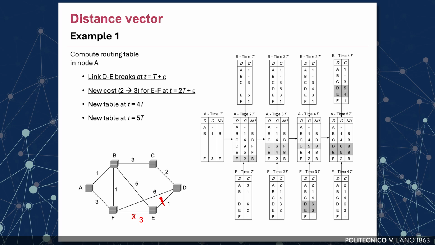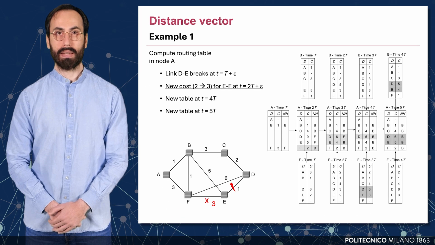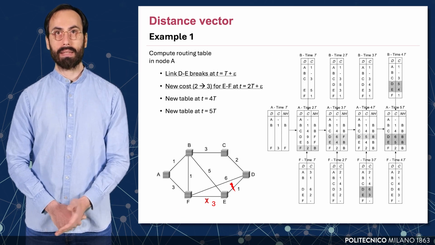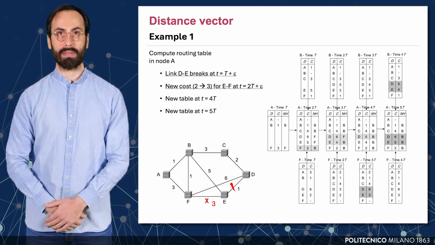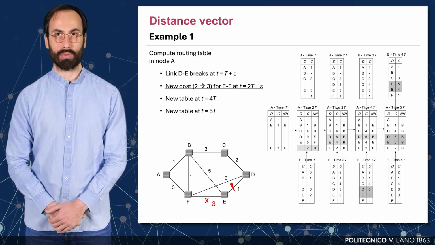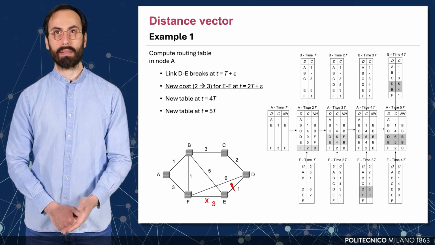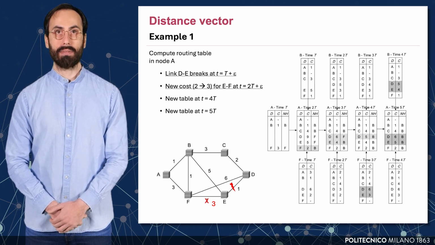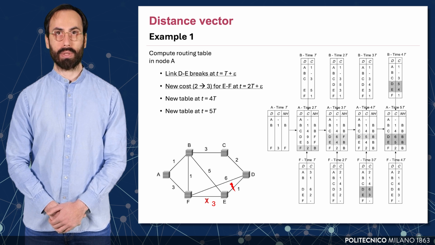By t equal to 3T, F realizes that reaching D now requires a longer or invalid path due to the failure. This incorrect info may temporarily result in routing loops or incorrect paths, which is a known weakness of distance vector protocols. At t equal to 4T and t equal to 5T, node A updates its table again as corrected information propagates, eventually stabilizing to reflect the new network state.